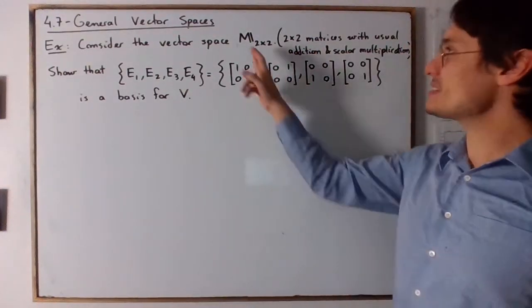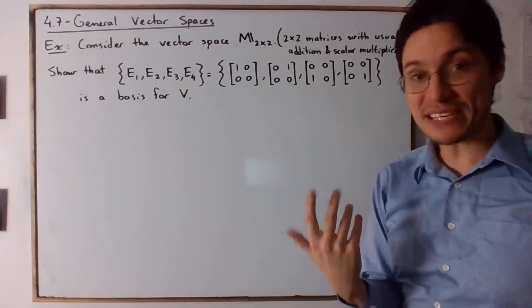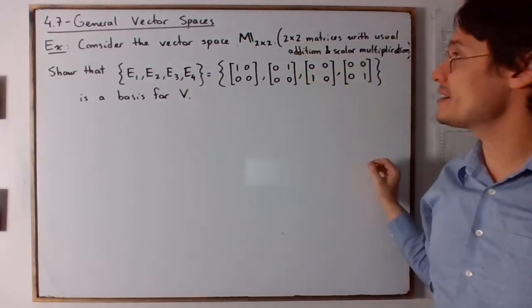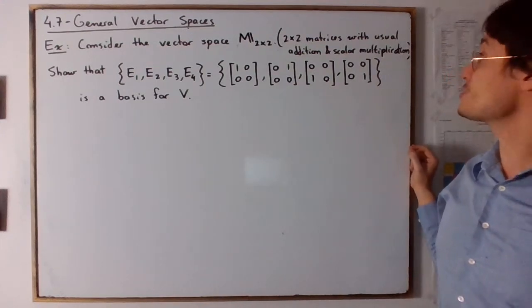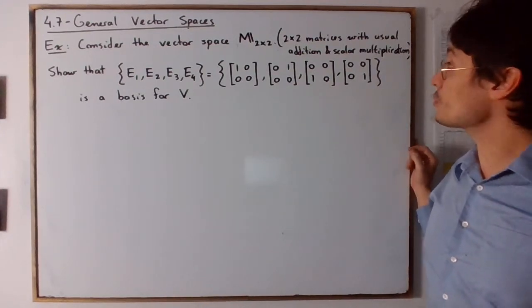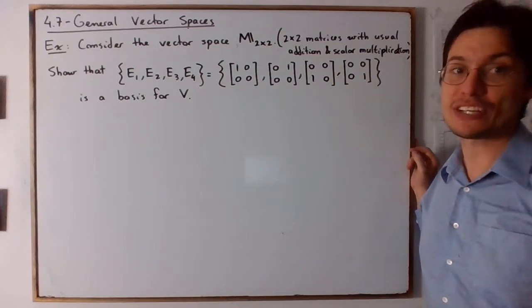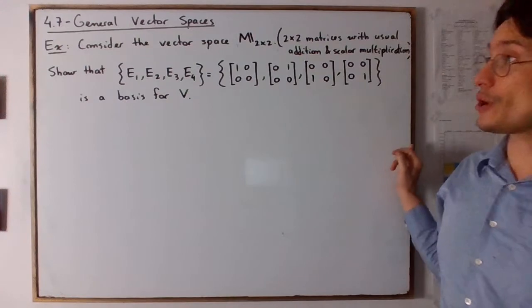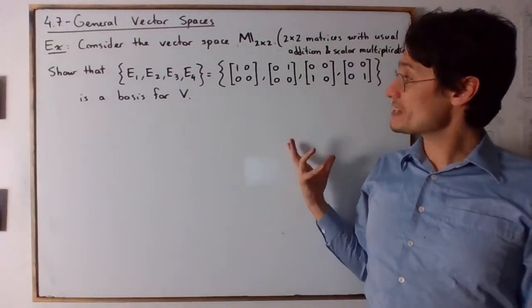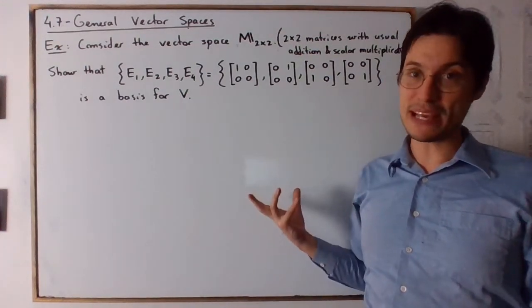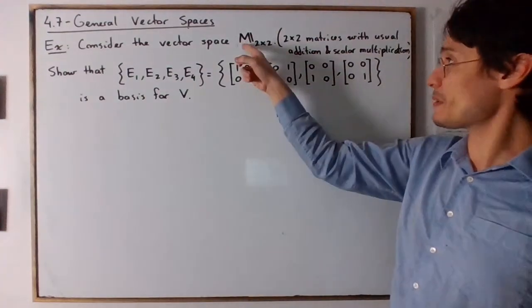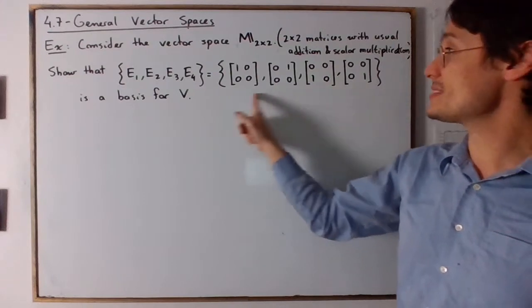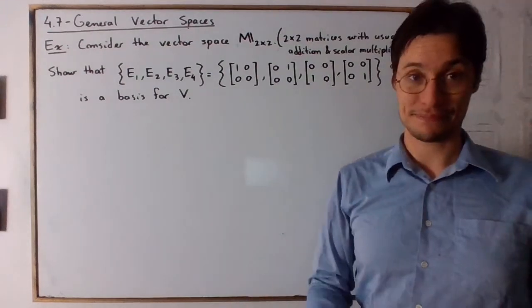Consider the vector space M2 by 2. We've seen it in class, but remember that it's the vector space of 2 by 2 matrices with usual addition and scalar multiplication, the one that we have been doing since the very beginning. We've explained in class that this is a vector space, and we would like to show that these matrices form a basis for V.